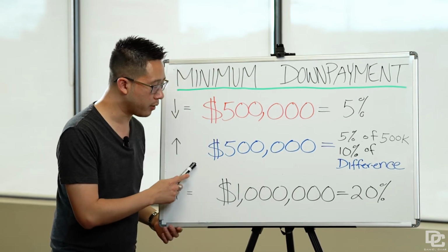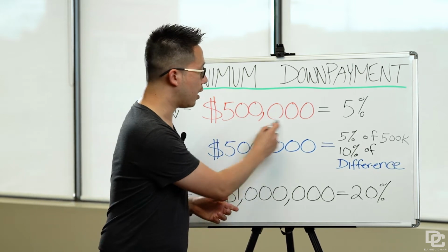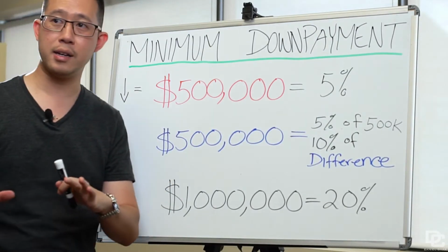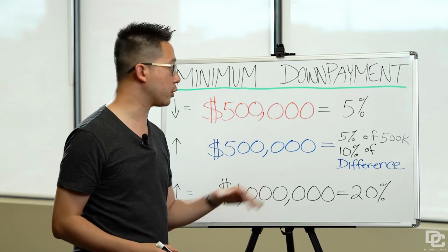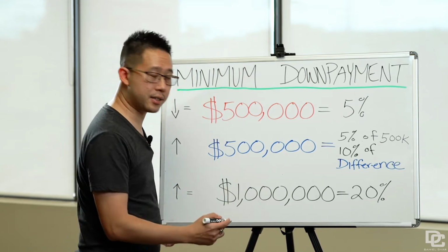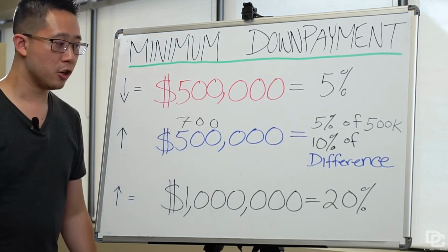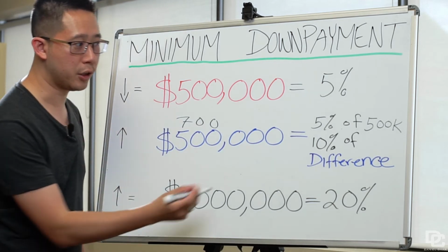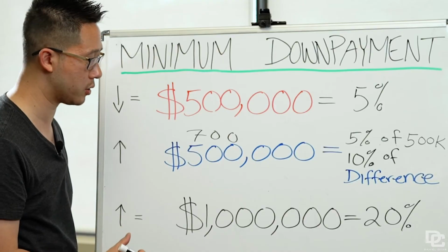Let's say you buy something for more than $500,000. Then the same rule applies of the $500,000. You need 5% of the first $500,000, but on the difference, whatever you're buying it for, more than $500,000, you're going to have to take 10% into consideration. So let me give you an example. Let's say you buy a property worth $700,000, okay? So because $700,000 is more than $500,000, you will still need the 5% on the first rule, which is $25,000.